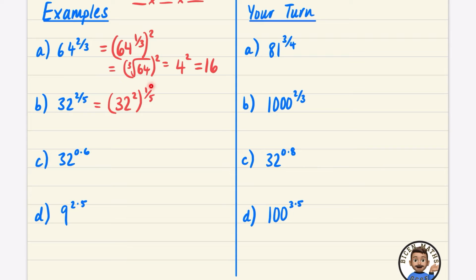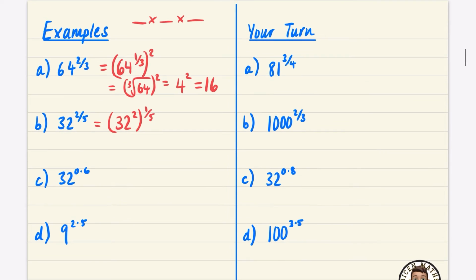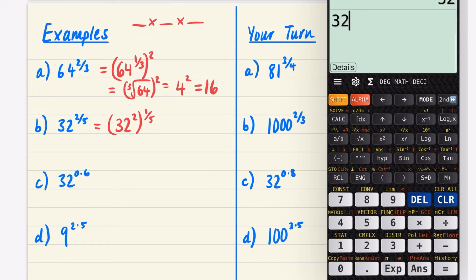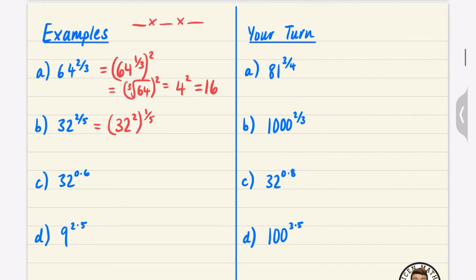But trying to find the 5th root of 32 squared, which is not an easy number to deal with, 32 squared, 32 times 32, trying to find the 5th root of 1024 is not going to be very easy. So instead of doing it that way around, we're always going to do the rooting part first. We're going to do the 32 to the 5th, and then we're going to square that. So that's the 5th root of 32 being squared.